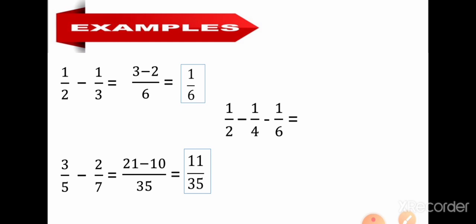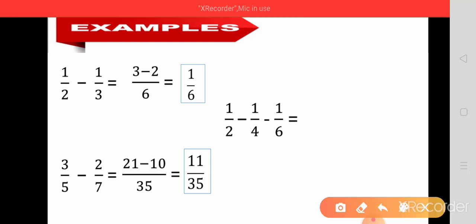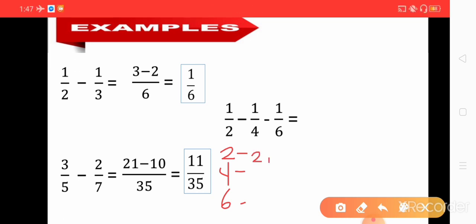Next, 1/2 minus 1/4 minus 1/6. So, dito, naging tatlo lang sila. Pero same process, we have 2, 4, 6. So, 2 times 1 will give you 2. 2 times 2 will give you 4. 2 times 3 will give you 6. 2 times 4 will give you 8. 2 times 5 will give you 10. So, stop muna tayo dyan.